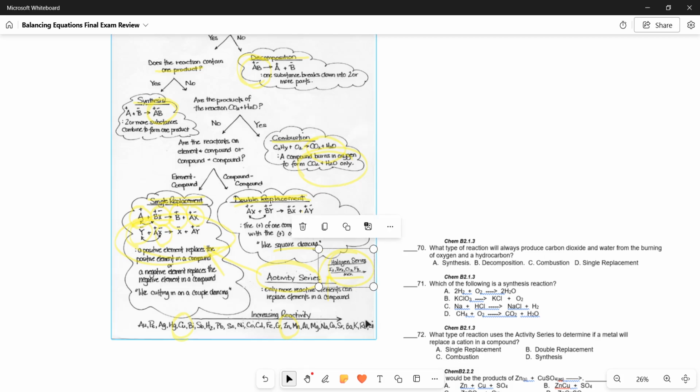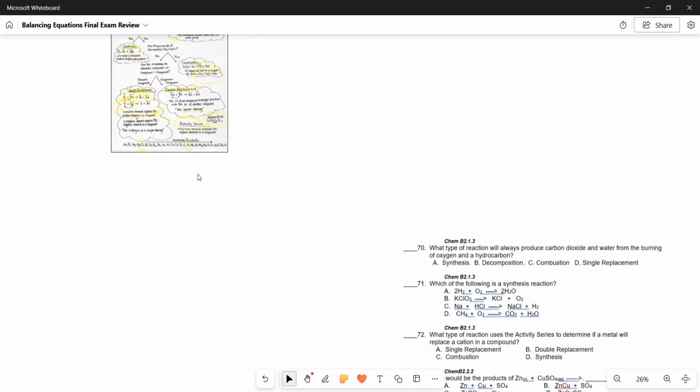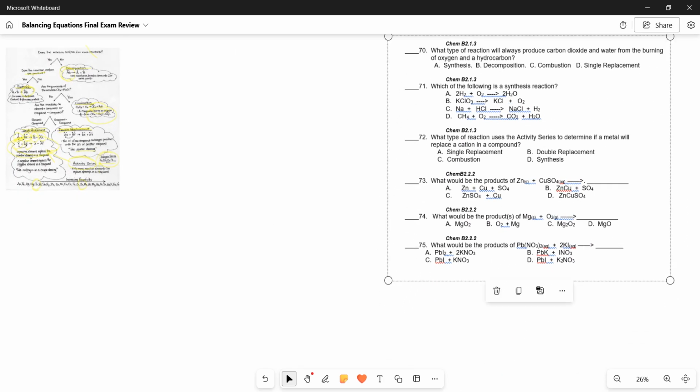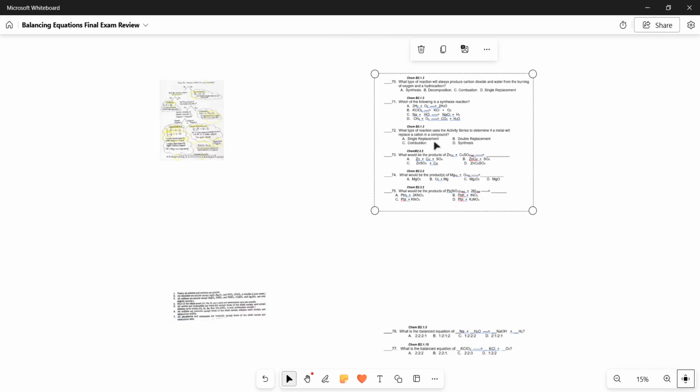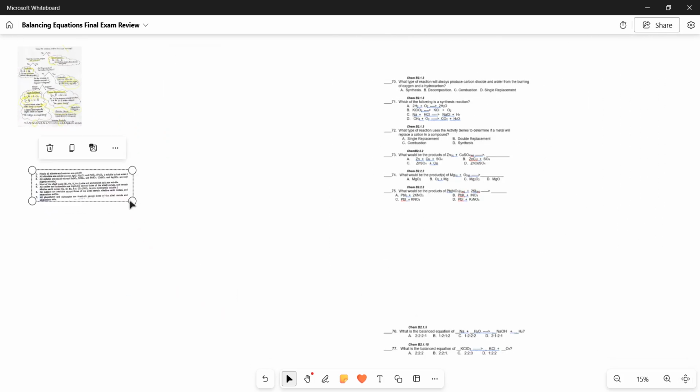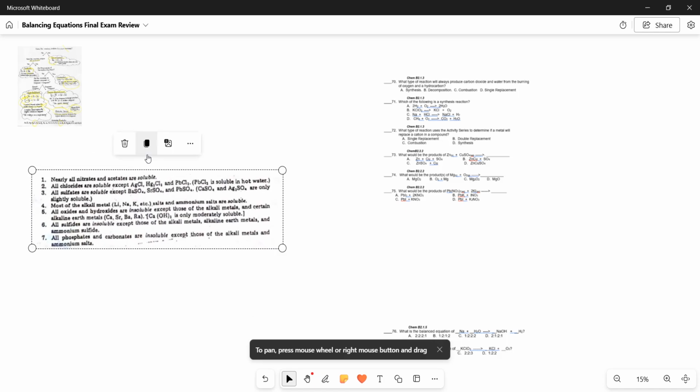that flow chart. What is going on here? I've got to get this back to its regular size. I kind of messed everything up here. Let me see if I can get everything back. There we go. So we're going to refer to that. Also down here I have my solubility rules. So we're going to look at that when we get to a double replacement reaction, and I'll refer to that.